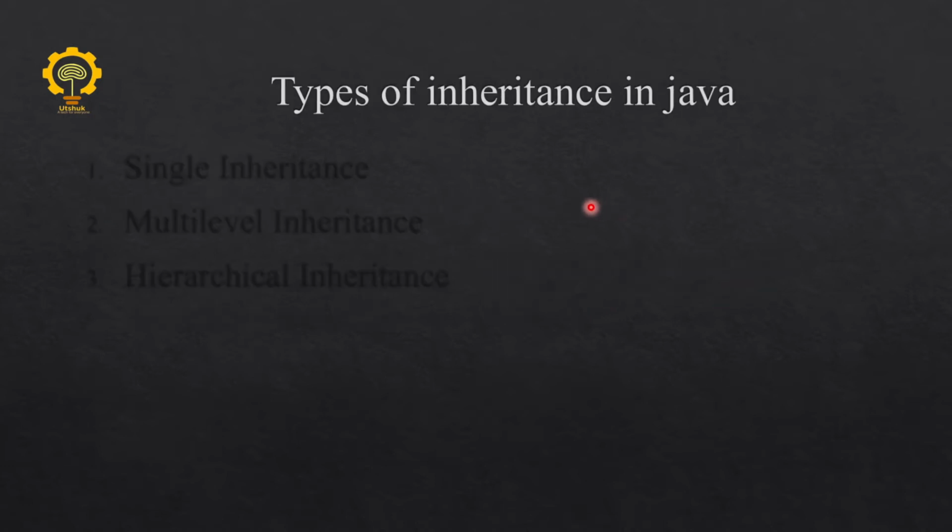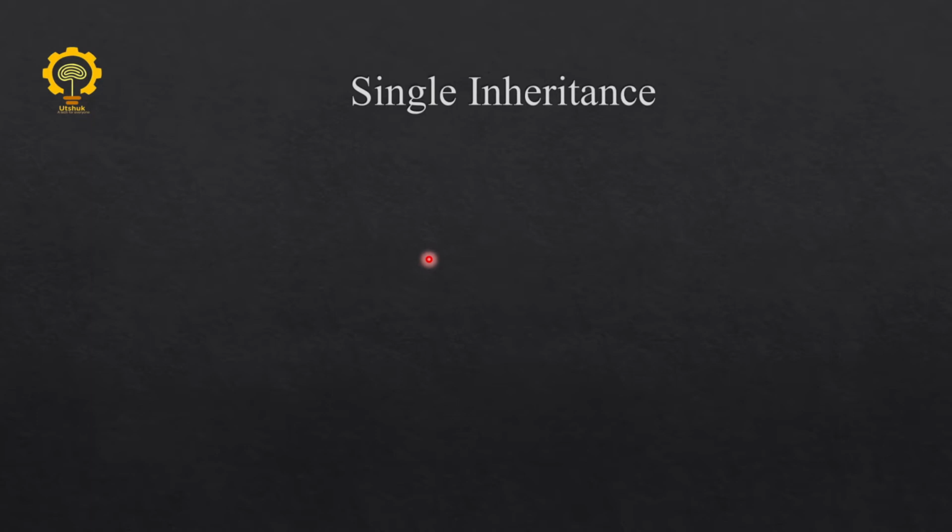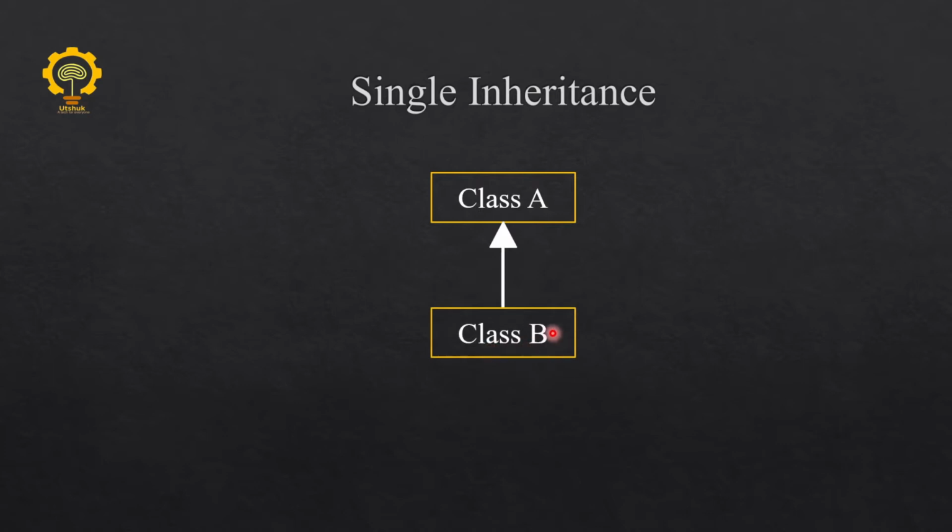So let's discuss types of inheritance in Java. There are basically three types of inheritance. Let's see them one by one. So, single inheritance. In single inheritance, there is one parent class, and the parent class properties are inherited by the child class. So let's see it with a real-life example as well.